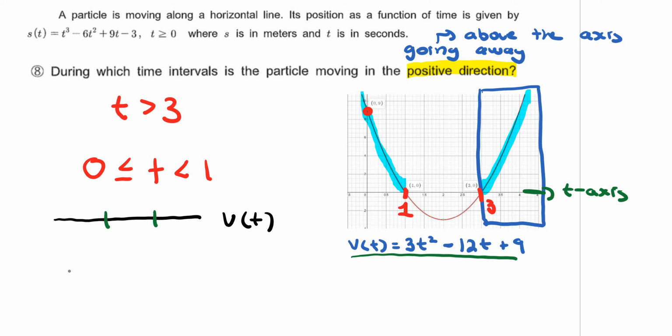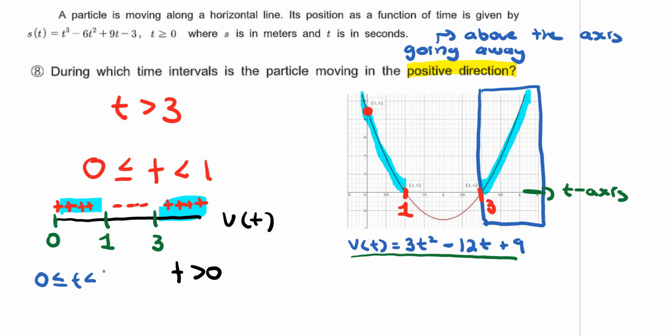This is when you're at rest. So this is at 1 and 3. And if you start plugging numbers into the regions, you'll notice that this part here will be positive, this part here will be negative, and this part here will be positive, right? And I can also stop this at 0. And then from this graph, you can label that as this represents t is greater than 0, and this part right here represents when t is between 0 and 1.